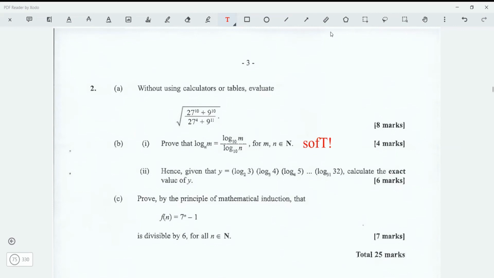All right. Now it says, hence, calculate the exact value of y given that y is this. So pretty much what I'm going to say is don't use a calculator again. So let us write this out now. And it said hence, so we're going to use this knowledge up here. So let's write out what y is.